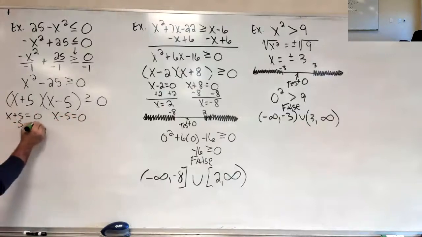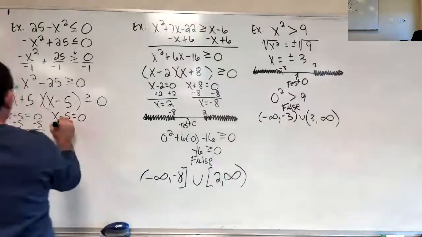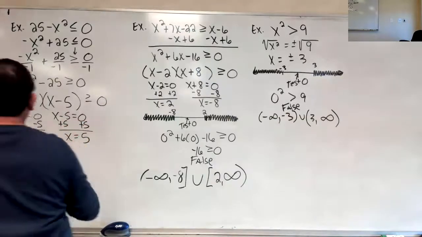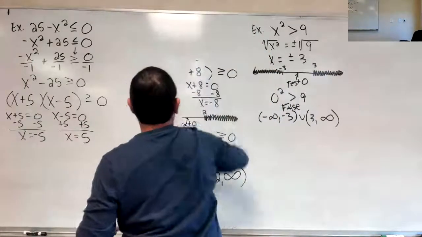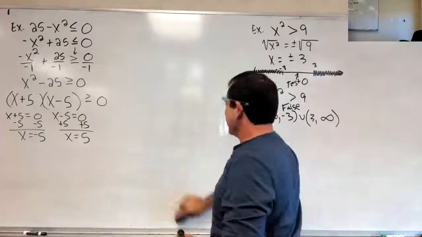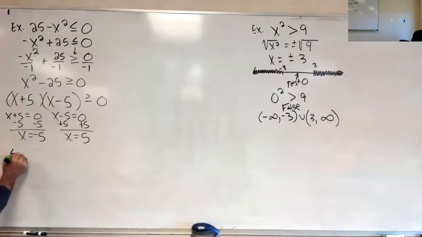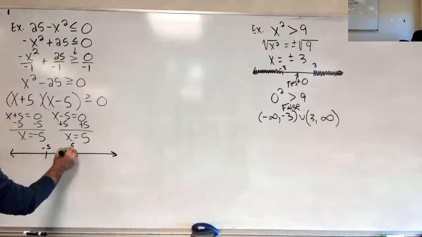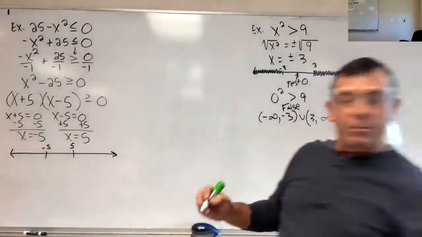So what we're going to get is -5. And then on the second one, I'm just going to add my 5 and get x is a positive 5. So set up your interval. Got a -5 and a positive 5. So once again, y'all, my 0 is right in the middle.